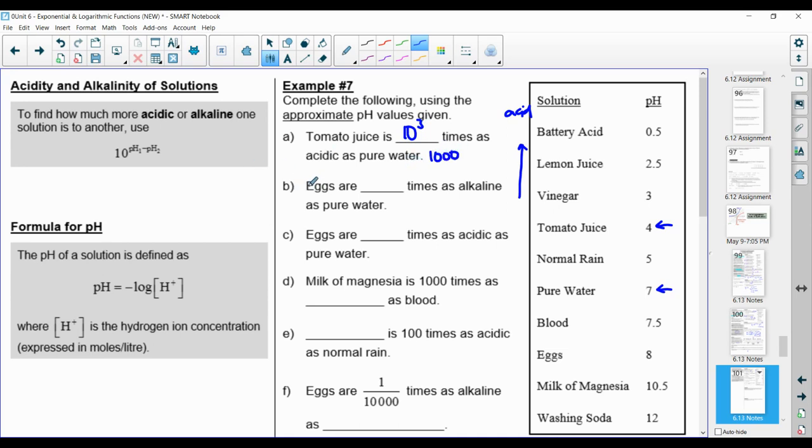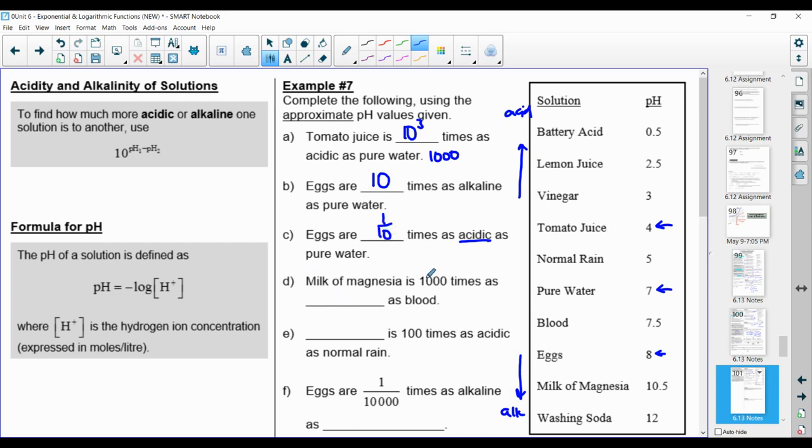more acidic. Eggs are blank times as alkaline as pure water. Well, if we take a look at eggs, eggs are at 8. Pure water is at 7. And we're talking about becoming more alkaline. So as we go further down the list here, it becomes more alkaline. So eggs are 10 times as alkaline as pure water. Now, eggs are blank times as acidic as pure water. Well, if we're talking about going from 7 to 8 becoming more alkaline, but the question is asking us about acidic, it's actually 10 to the negative 1, or 1 over 10 times as acidic.